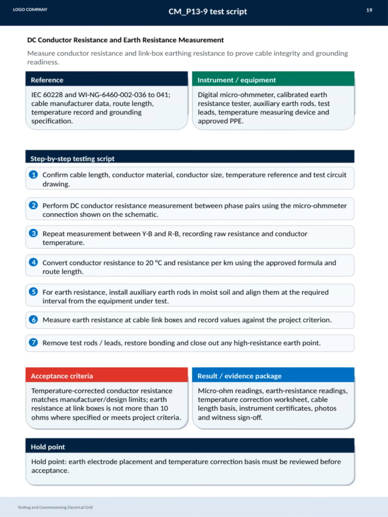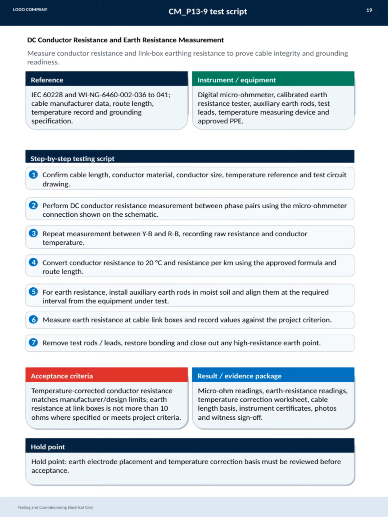goes live. On this slide, we focus on the testing and commissioning of the electrical grid, specifically measuring DC conductor resistance and earth resistance. The goal here is to verify the cable integrity and ensure proper grounding readiness. We reference standards like IEC 60228 and internal work instructions, along with manufacturer data, route length, temperature records, and grounding specifications. The equipment used includes a digital micro-ohm meter, a calibrated earth resistance tester, auxiliary earth rods, test leads, a temperature measuring device, and approved personal protective equipment.